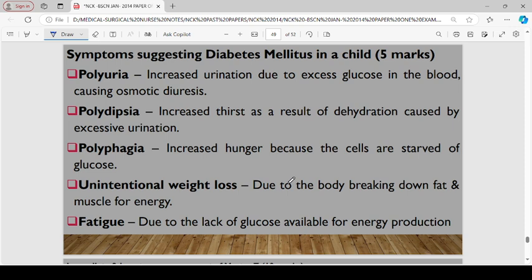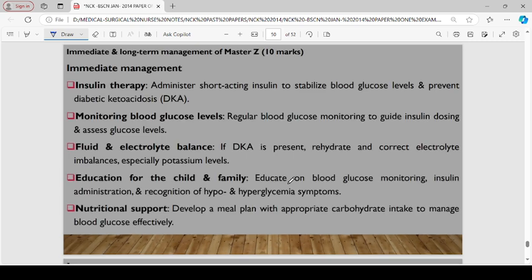Due to the breakdown of fat and muscle for energy, it could also lead to unintentional weight loss. And also due to the lack of glucose available for energy production, it could also lead to fatigue.